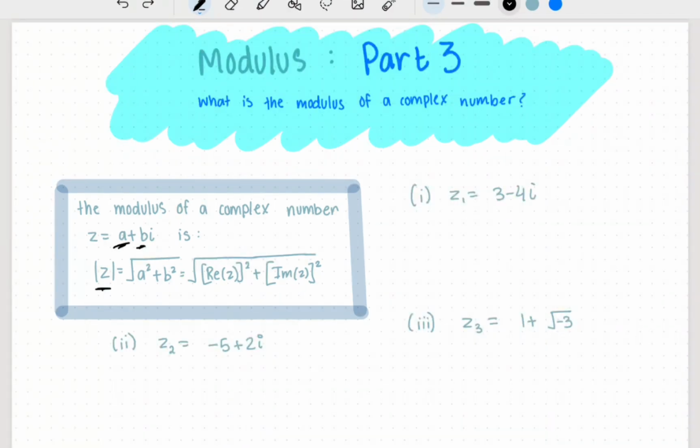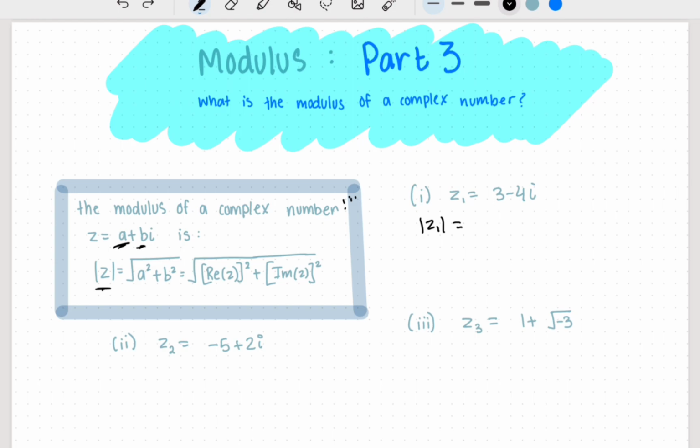Alright, so now let's take a look at some problems. The first problem is z1 equals 3 minus 4i. Pause the video right now and give this problem a go if you know how to do it. Alright, so I'm going to walk through the solution with you. We're supposed to find the modulus of a complex number, and we have the rule right here. So first, let's find the modulus, which we denote with straight lines around z1. That's how we represent a modulus.